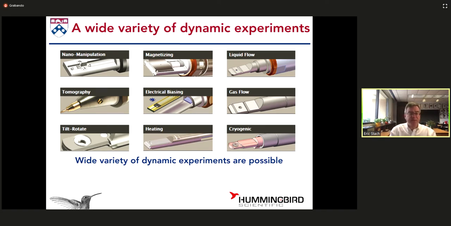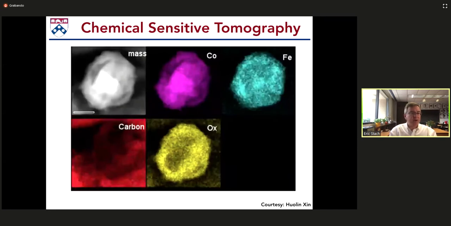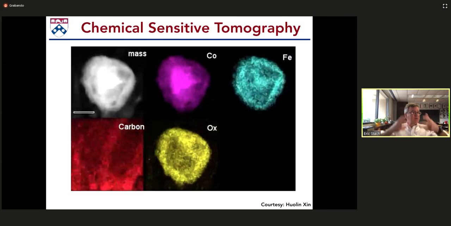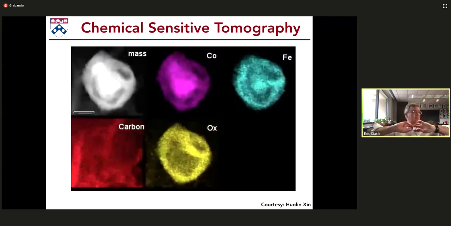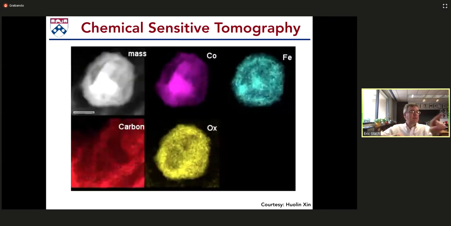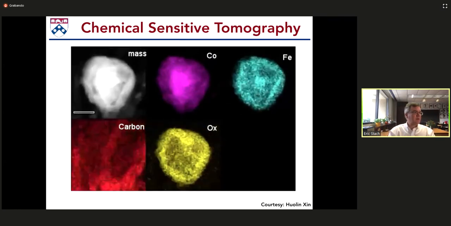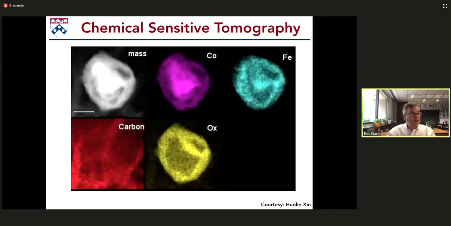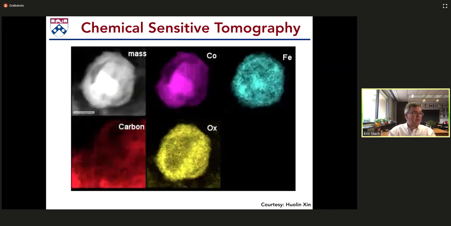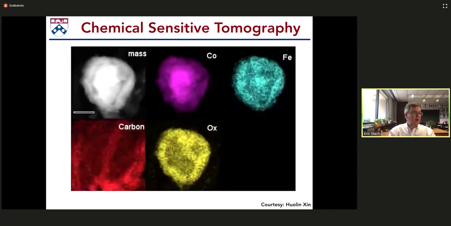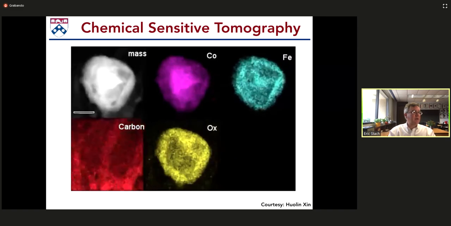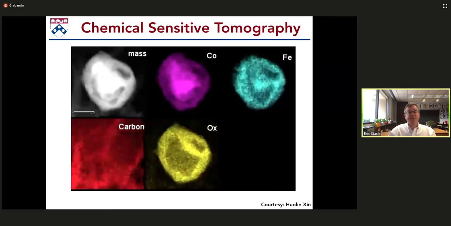Here's an example of how we might use this information. Here's chemical sensitive tomography, where we've built up an image by capturing the sample at a variety of angles, capturing the EDS information, and using all of this to reconstruct over 3D where the cobalt is in the center, where the iron is more on the outside, and how there's more oxygen outside with the iron. Again, this is three-dimensional chemical sensitive tomography.